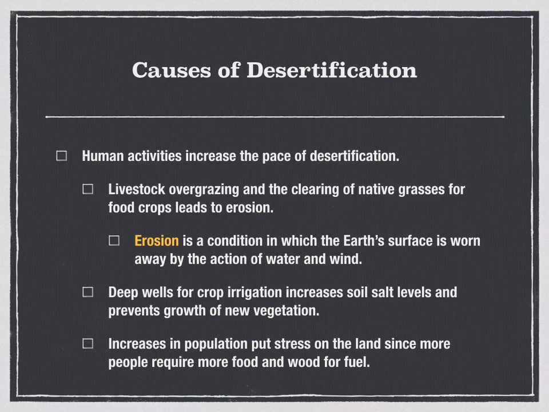Other activities that increase the pace of desertification include digging deep wells for crop irrigation. This increases the salt level of the soil and prevents new vegetation from growing. Another activity increasing desertification is that the population is growing, and it puts stress on the land since more people require more food and more wood for fuel.